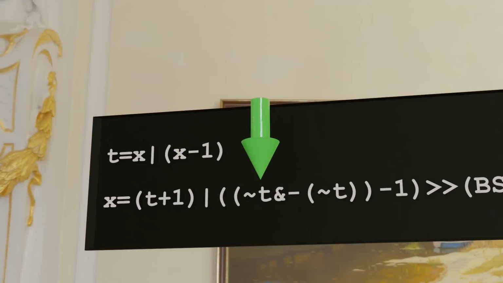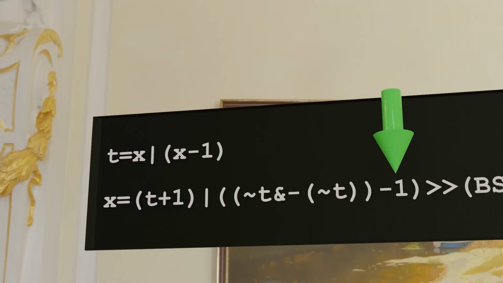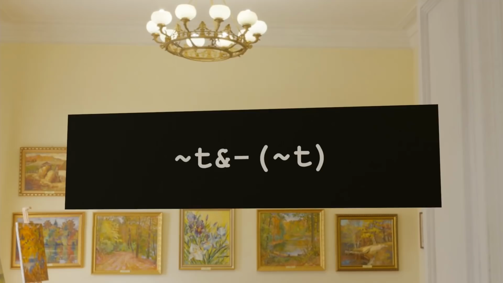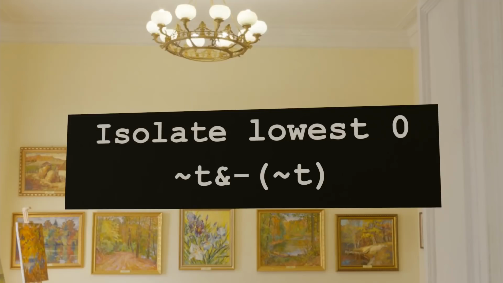If we look at the next section here, we see something really interesting. We've got not t and negative not t minus 1. First of all, not t and negative not t. Well, that might look a little bit familiar because if we just get rid of the nots here for a second, what we'll see is t and negative t, which is one of the bit hacks that we've already looked at. This is the bit hack which isolates the lowest 1 bit. Now, because of the nots, we'll actually end up isolating the lowest 0 bit, but the position of that 0 will be represented by a single 1.